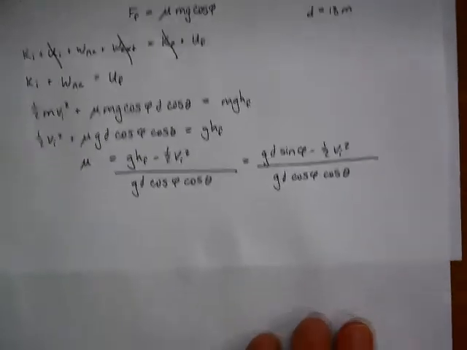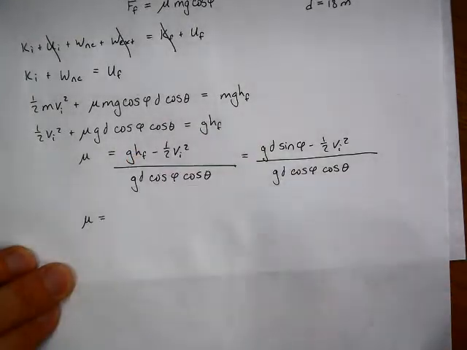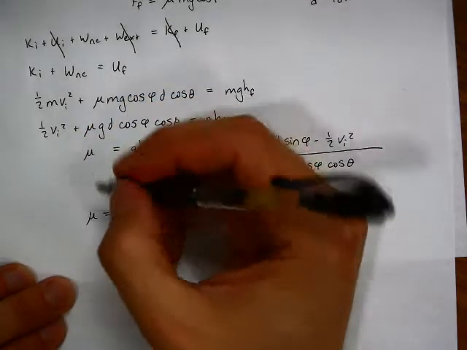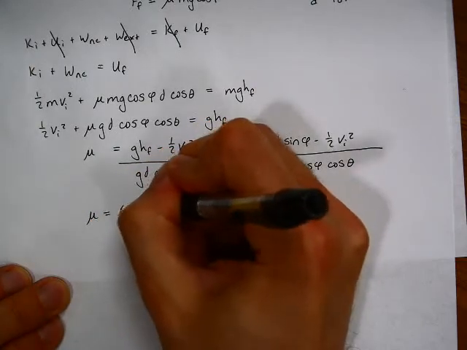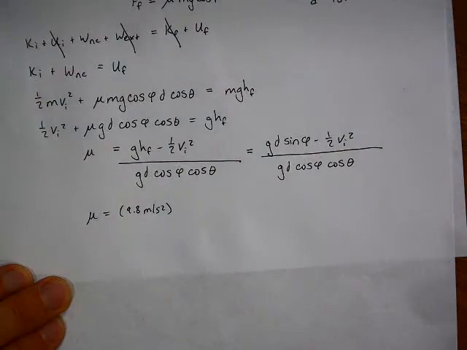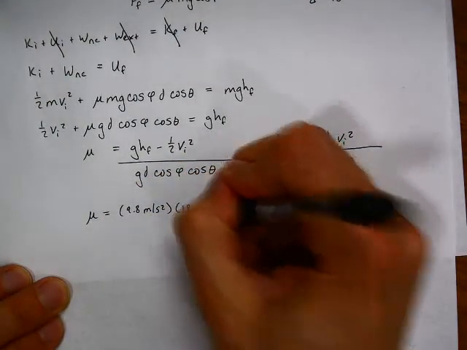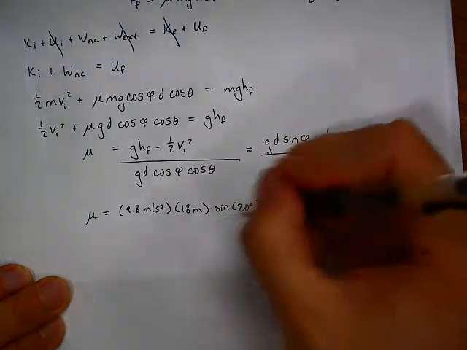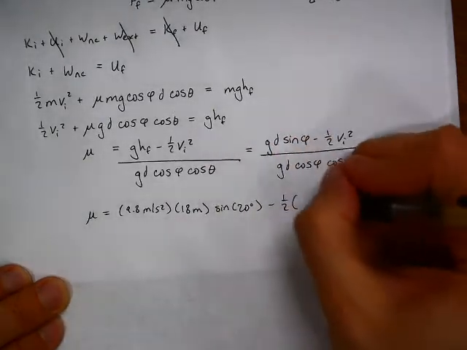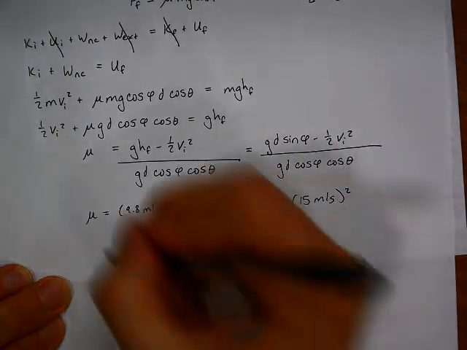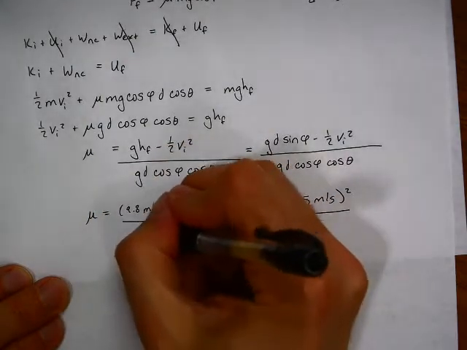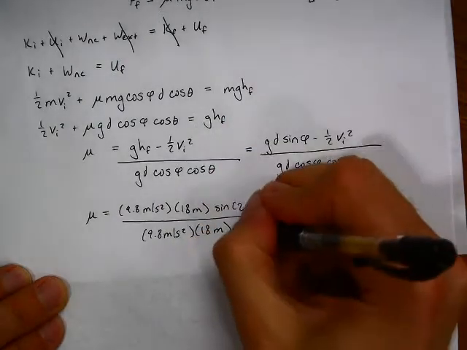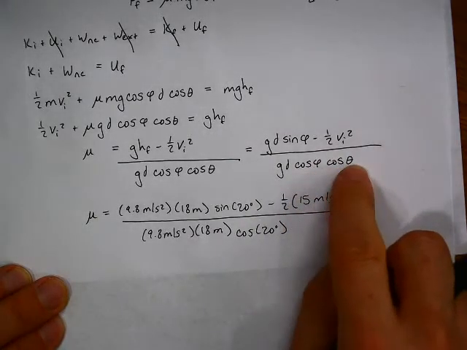Okay, and now we actually plug in values. So g is the acceleration due to gravity on Earth. The value is 9.8 meters per second squared. D is our 18 meters. Sine of our angle, the angle is 20 degrees. Minus 1/2 times our initial speed squared. All over g times d times cosine of our angle, that's cosine of 20, times cosine of our other angle, theta.